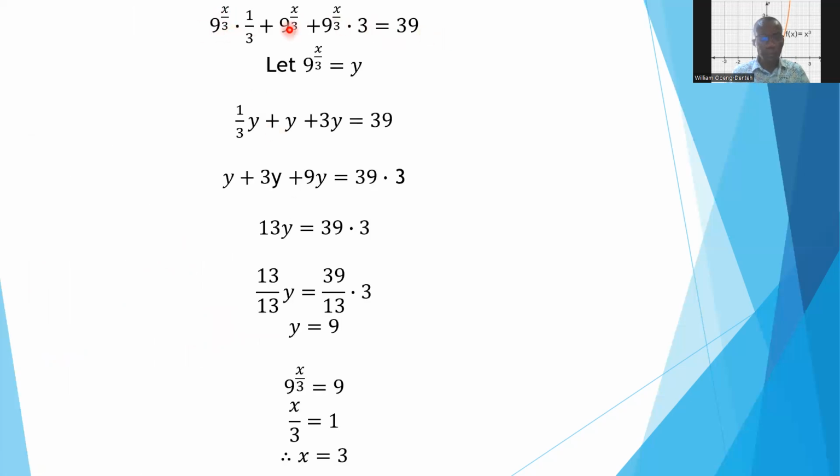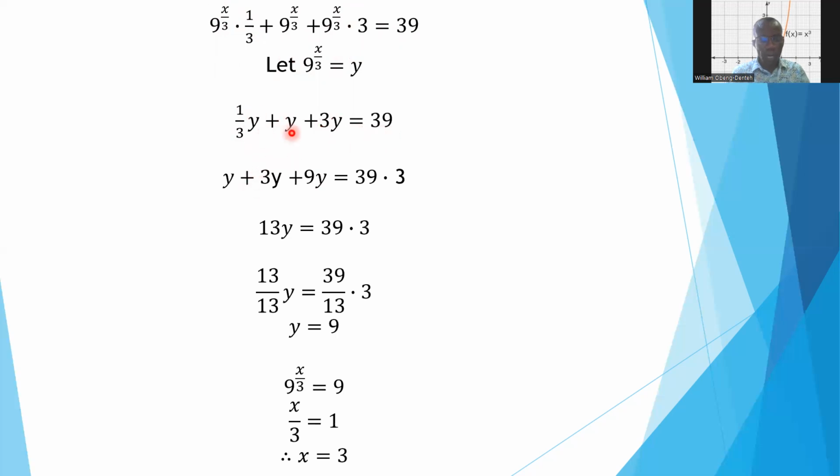Now, over here, we have 9 raised to the power x on 3. So we want to represent 9 raised to the power x on 3 by y. In place of this, we put y there. So y times 1/3 will give us 1/3 y. And then the whole of this is y. Then this is also y. So we get y times 3. So we get 3y equal to 39.